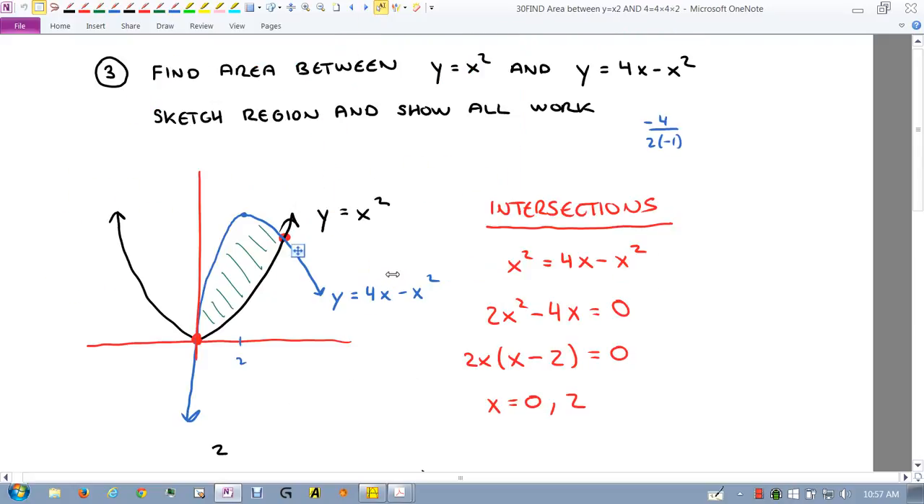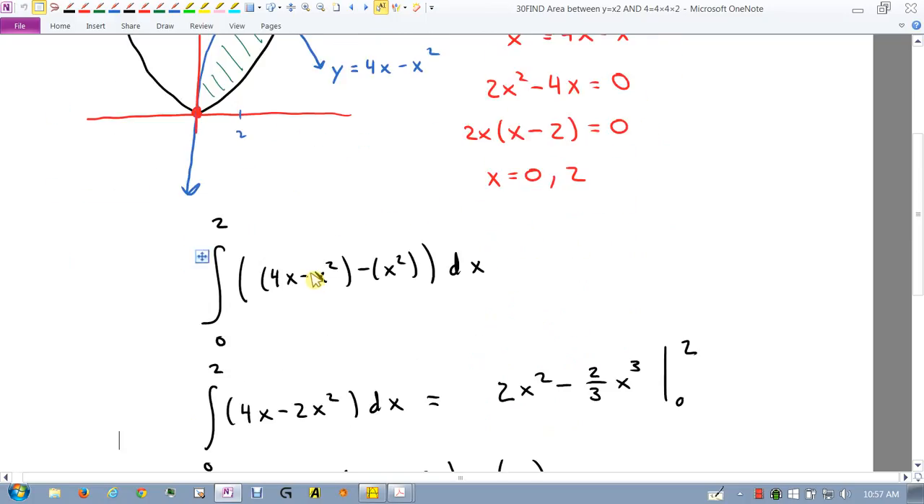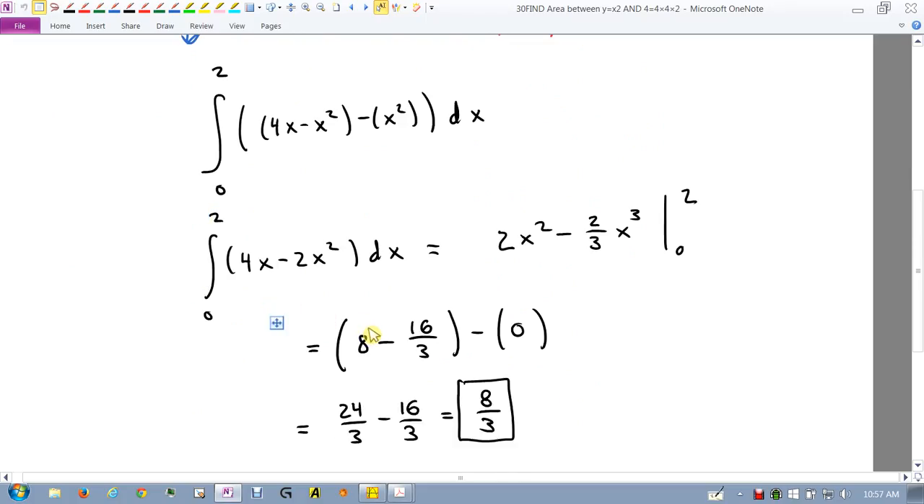All right, sketch the region. I don't know how accurate my region is, but I do know that these two graphs intersect each other at 0 and 2. And then the formula for area is the top function minus the bottom function. And I think it works out to be 8/3.